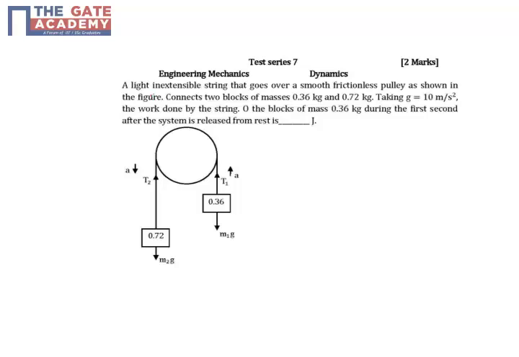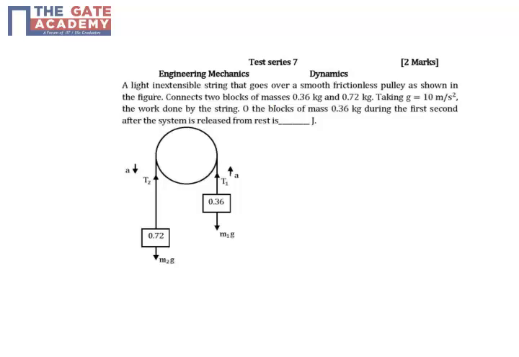Let's discuss a question from engineering mechanics. So basically a pulley system is given and there are two masses of 0.36 kg and 0.72 kg around the pulley, which are held together by a string. Now just before the system is released, the masses will be stationary.